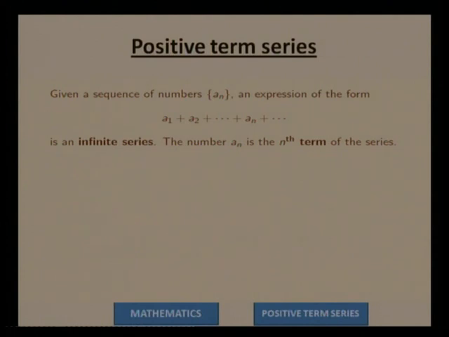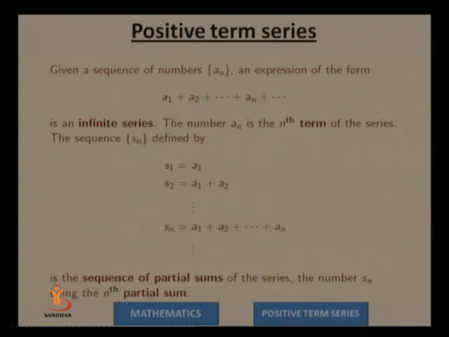First of all, let us discuss what is a series, an infinite series. Now, given a sequence of numbers a_n, an expression of the form a1 plus a2 plus up to plus an is called an infinite series, and a_n is called the nth term of that series.